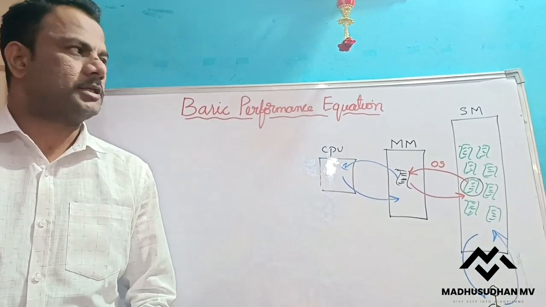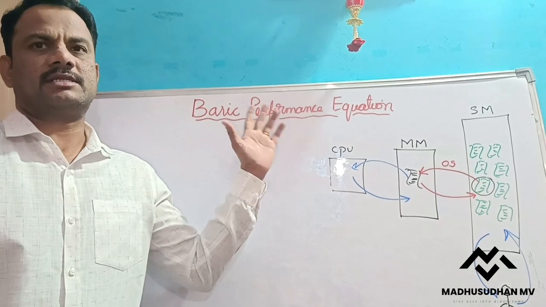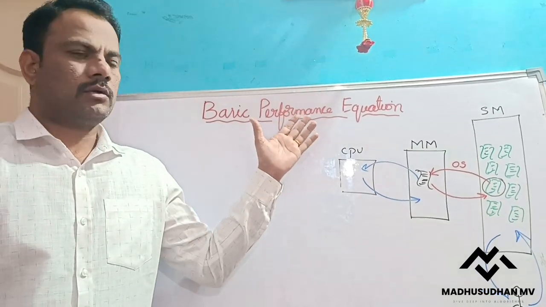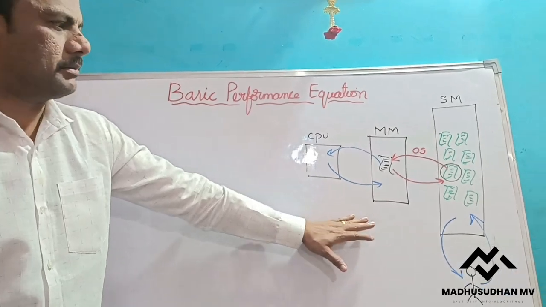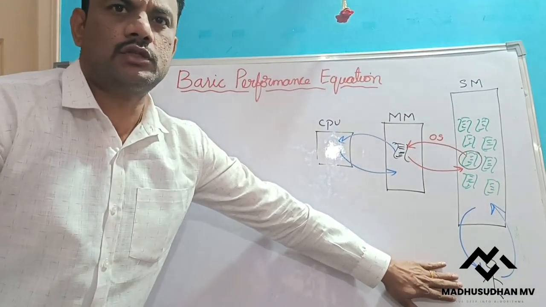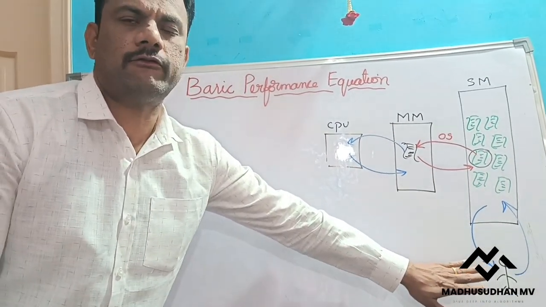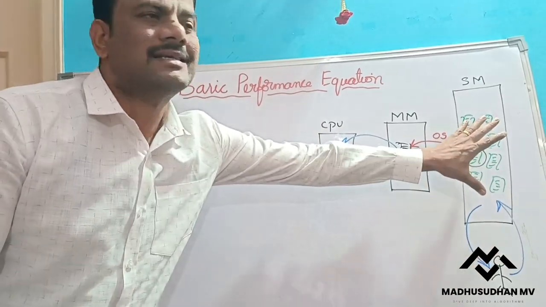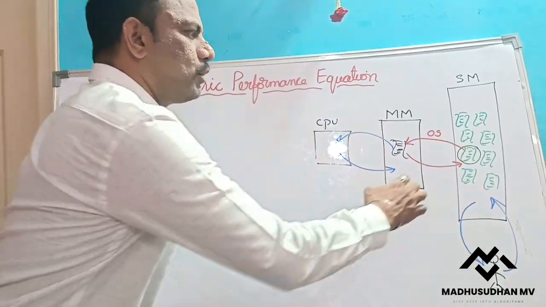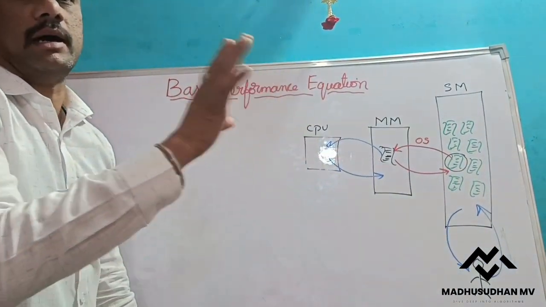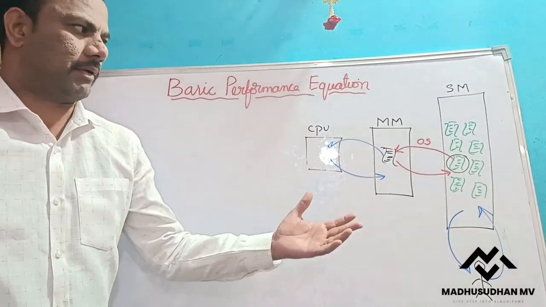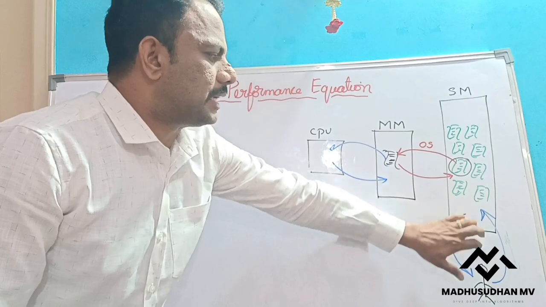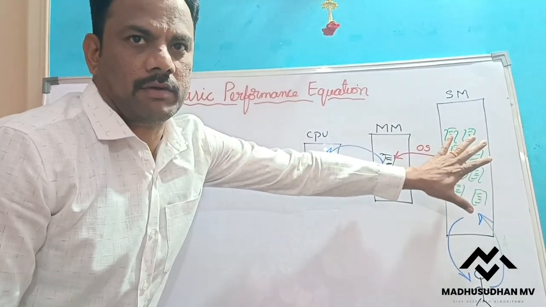In this video, I am going to explain about the basic performance equation. Okay, so we know that in my previous video, I told many times that whatever we users store, all the programs and the files, everything we are storing in the secondary memory. And these programs are all written in some high level languages like C, C++, Java, .NET, Python, whatever. All these programs written by the user are in high level language.